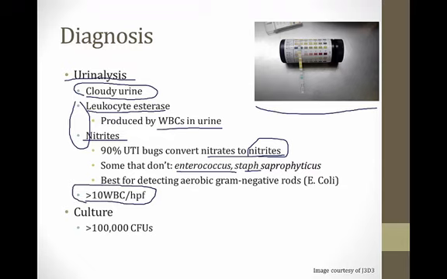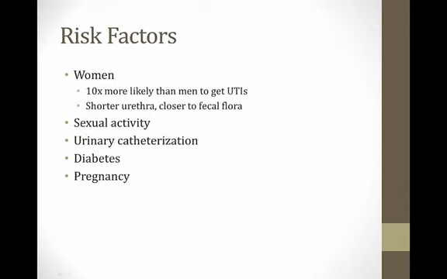And then finally, the ultimate way to diagnose this is to send a urinary culture, and if you can grow greater than 100,000 colony-forming units on a culture plate, then you definitely have a UTI. So who gets UTIs? Well, first of all, they're much more common in women, 10 times more likely than men to get UTIs. This is for two reasons.